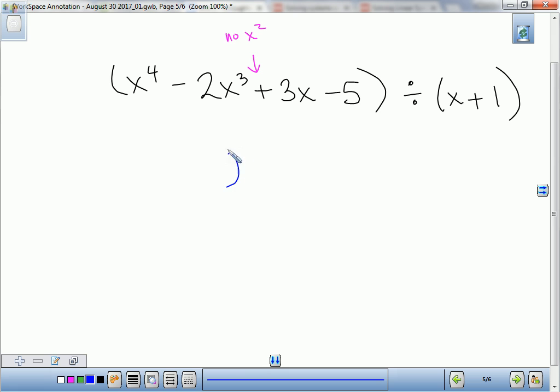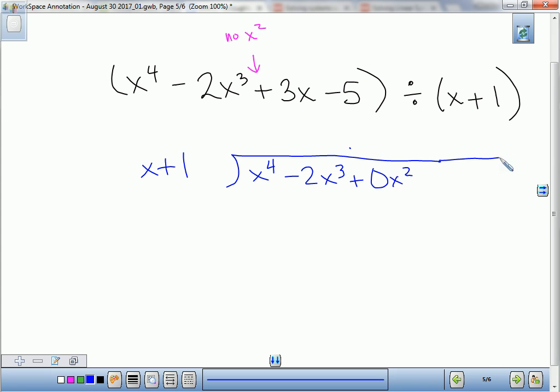So when we write this as division, see if I can write a straight line. The divisor comes here, the dividend goes inside. But because this problem didn't have an x squared, I'm going to put 0 x squared right there. So anytime it's missing something, please put in the 0, whether it's long division or synthetic. That helps you to get these right.